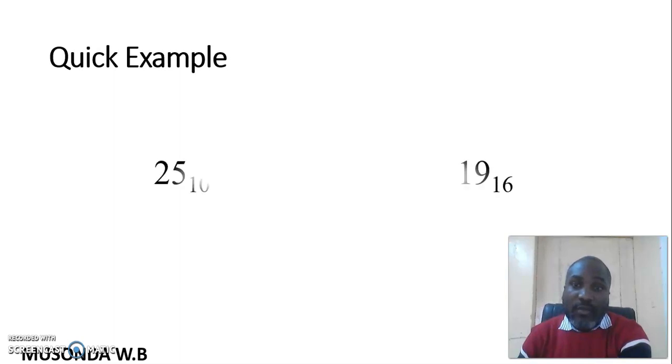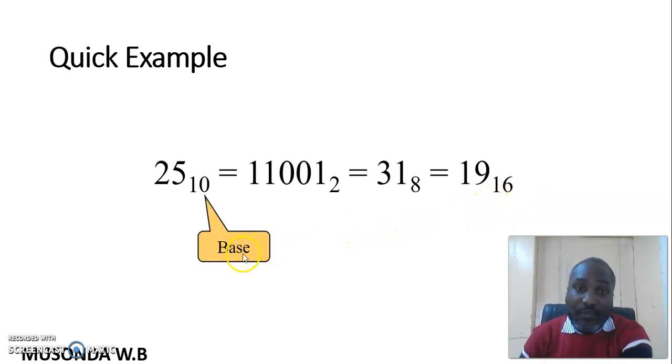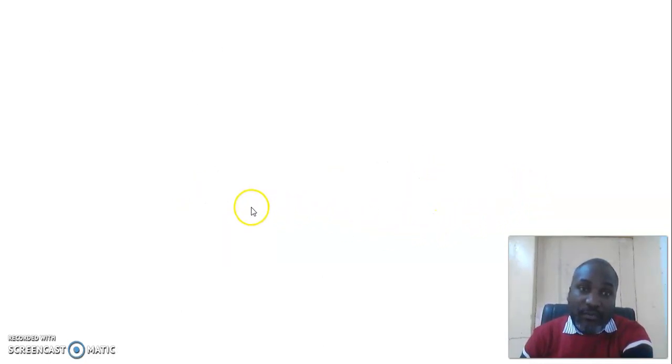Now, a quick example that we can give is converting 25 in decimal. We're saying that this one is equivalent to this in binary, equivalent to 31 in octal, and equivalent to 19 in hexadecimal. The 10 there is our base, and the 2 here is our base, the 8 here is our base, and the 16 there is our base.